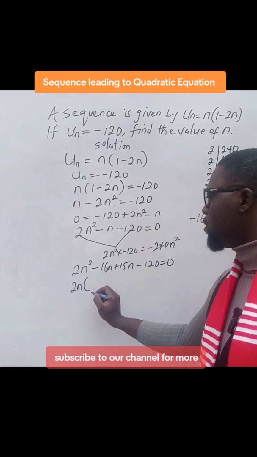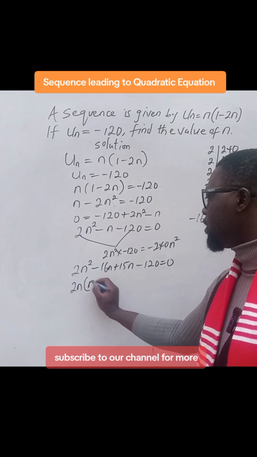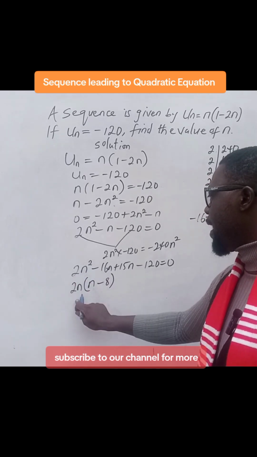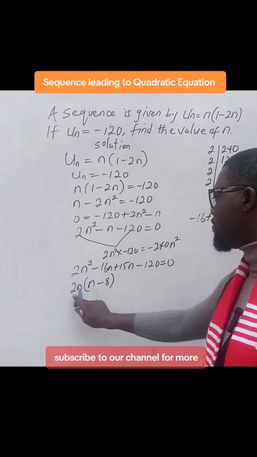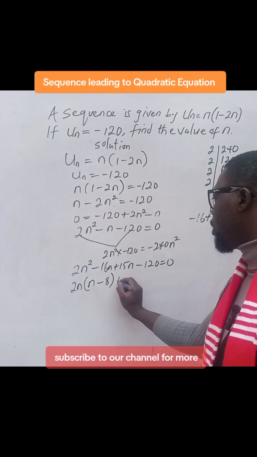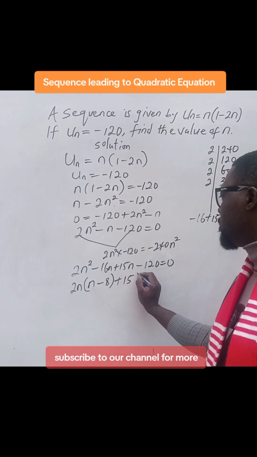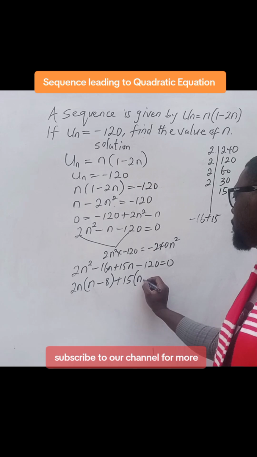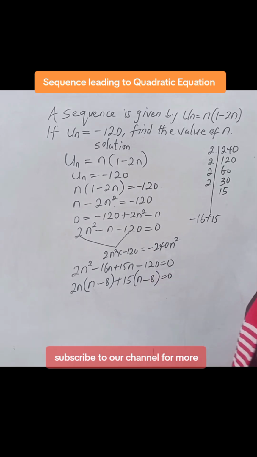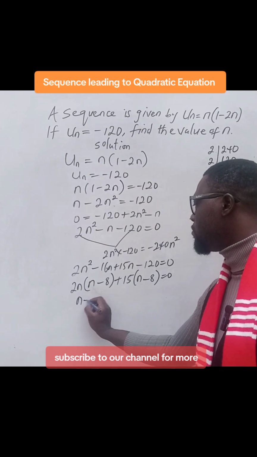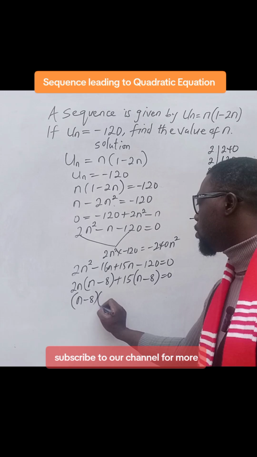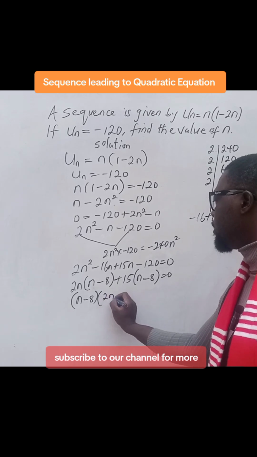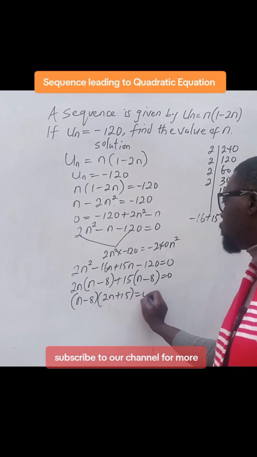What is common here? 2n is common. So what do you have? You have n minus 8. 2n divided by 2n we have n. 16n divided by 2n we have 8. Then plus 15: here will be n, 120 divided by 15 we have 8. Equals 0. So therefore we have that n minus 8 is factored out, because that is what is common between these two. So we have 2n plus 15 equals 0.